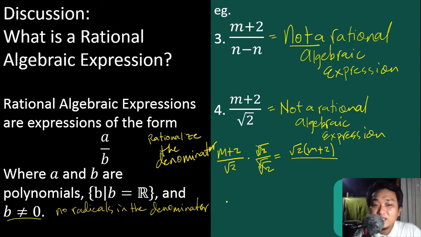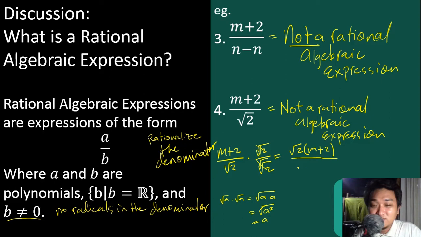So, kung babalikan natin yung property natin from grade 7 about radical expressions, if you have the square root of a times the square root of a, that is also the same as the square root of a times a. And square root of a times a is square root of a squared. At alam nyo naman na nakakancel yan. So, ang matitira na lang sa atin is a.